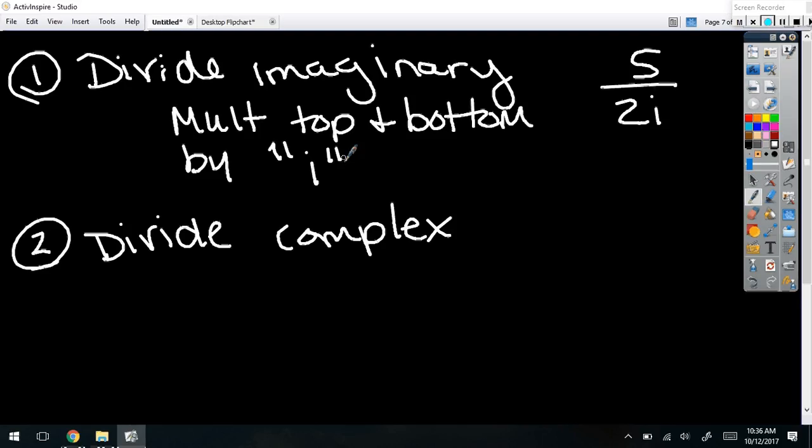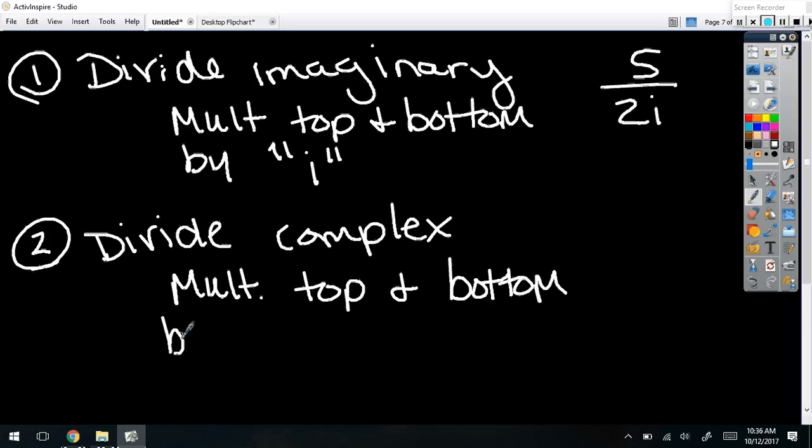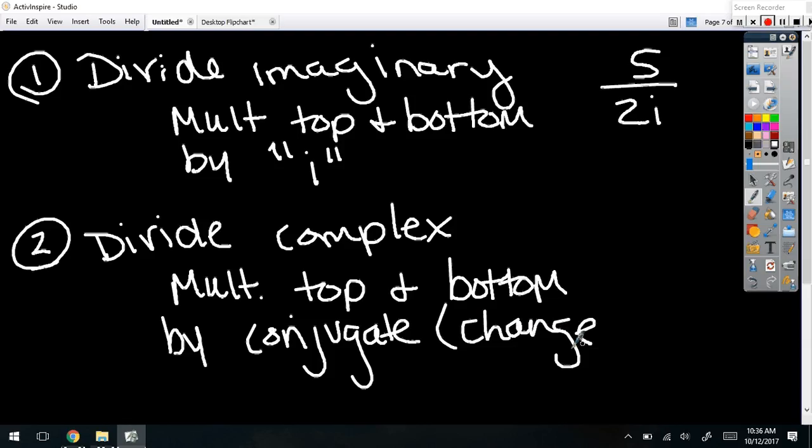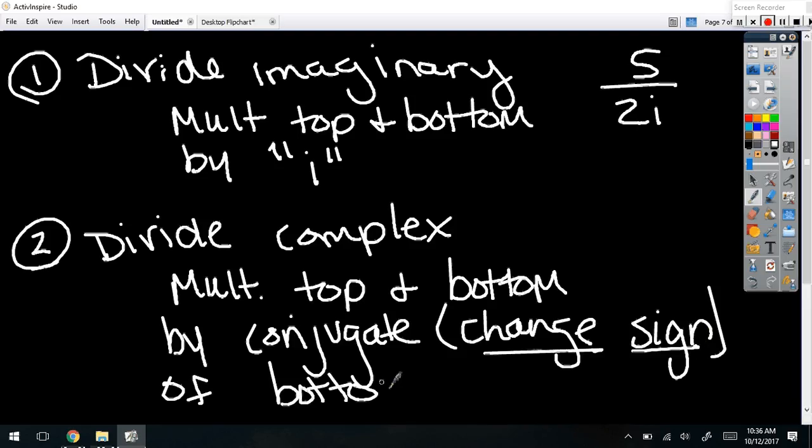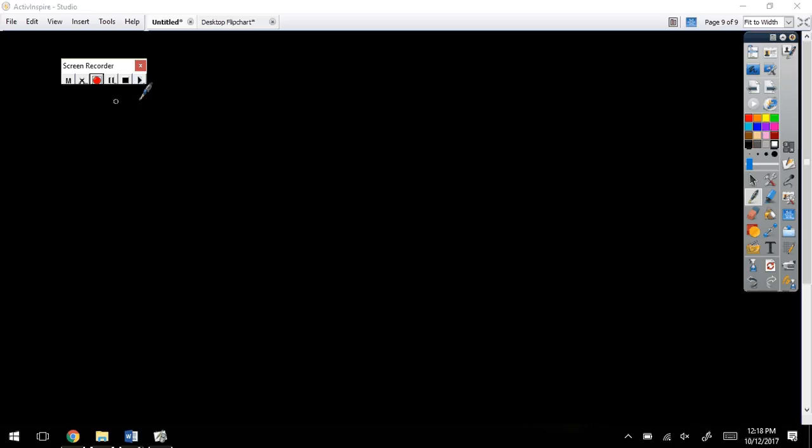But if you're dividing by a complex, you have to multiply the top and bottom by the conjugate. That means change the sign, right? You want to put that in parentheses. Change the sign of the bottom. Not both signs, only the middle sign.